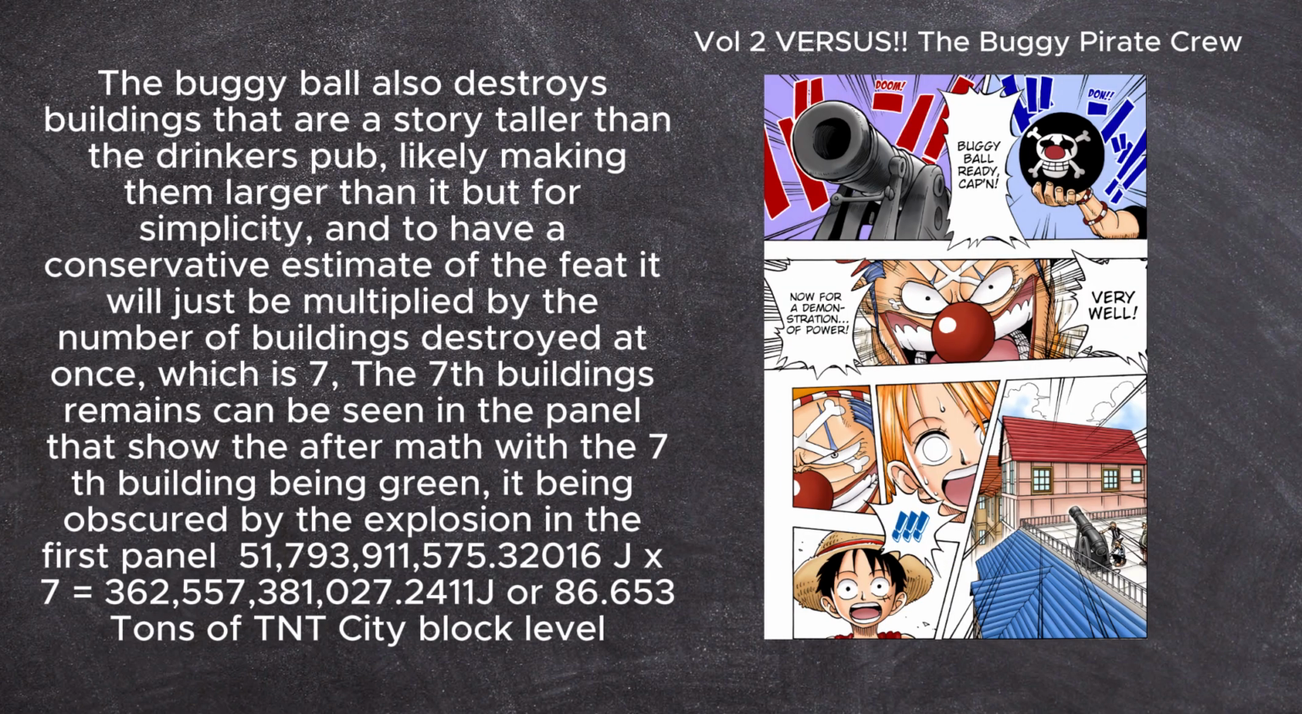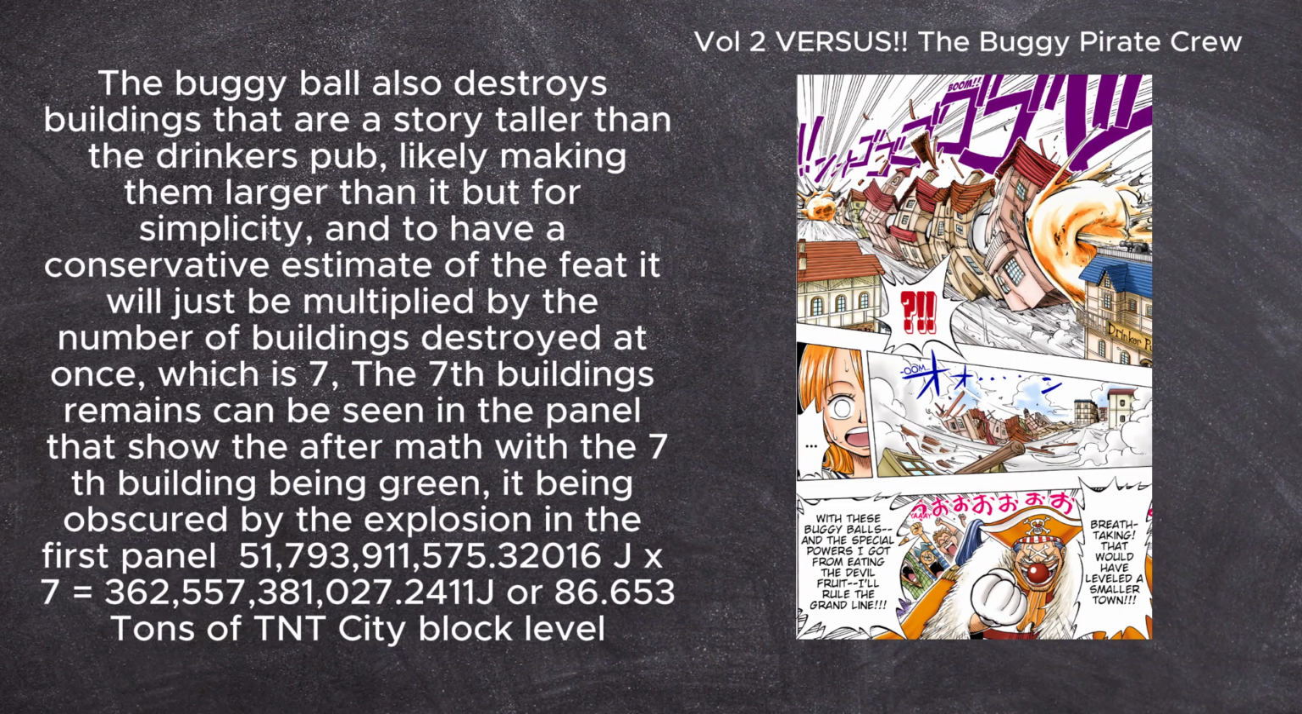The Buggy Ball also destroys buildings that are a story taller than the drinker's pub, likely making them larger than it, but for simplicity, and to have a conservative estimate of the feat, it will just be multiplied by the number of buildings destroyed at once, which is 7. The 7th building's remains can be seen in the panel that shows the aftermath, with the 7th building being green, it being obscured by the explosion in the first panel.